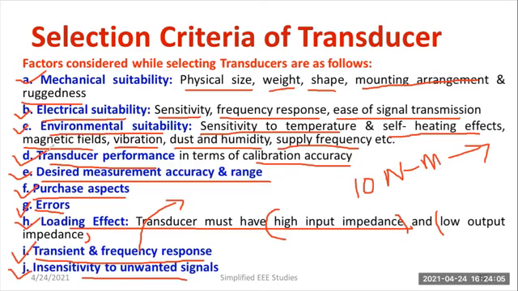Then insensitivity to unwanted signals. If the transducer is said to be good, it should be insensitive to unwanted signals. For example, I have to measure force. In some cases, slight vibration will take place. So your transducer should not be sensitive to the vibration. It should be sensitive only to the force which is applied externally.